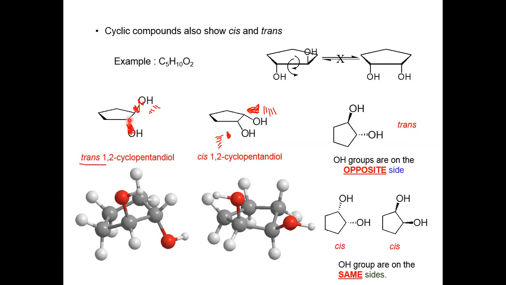So like this example earlier. It should have a solid wedge and a dashed line on opposite sides. So we know it's on opposite sides of the plane. Whereas if both of the substituents have the same linkage, so this is the dashed line, both, and both of these are the wedges, it will make a cis isomer, OH groups on the same side.